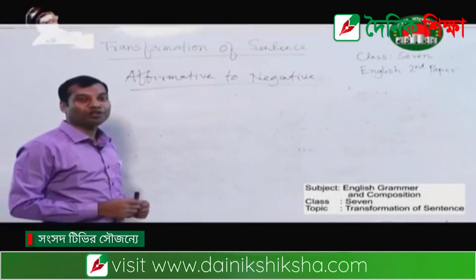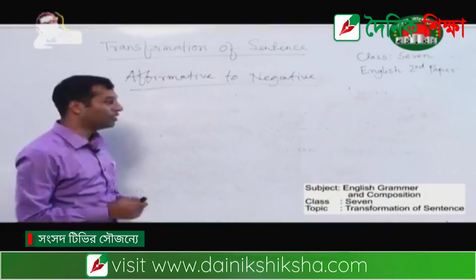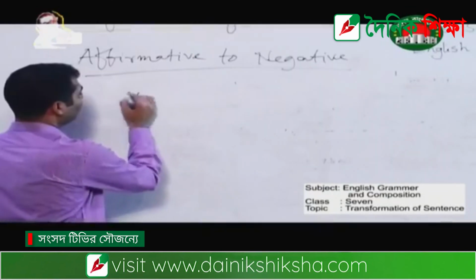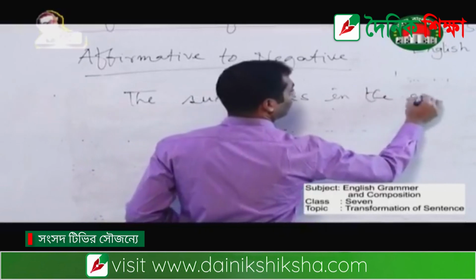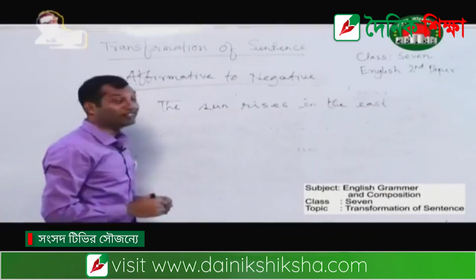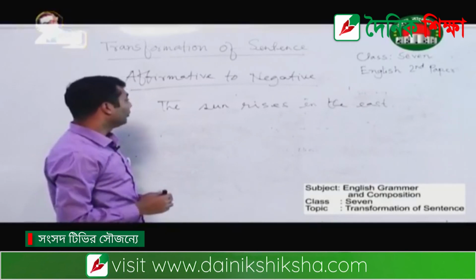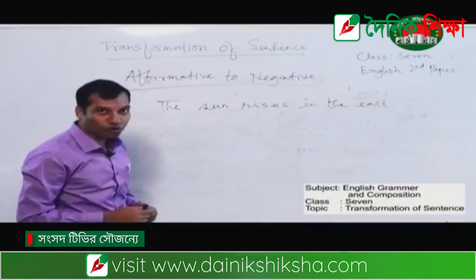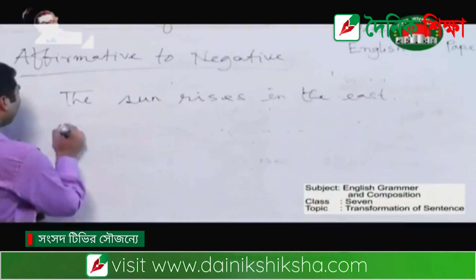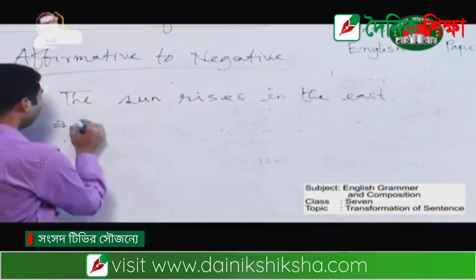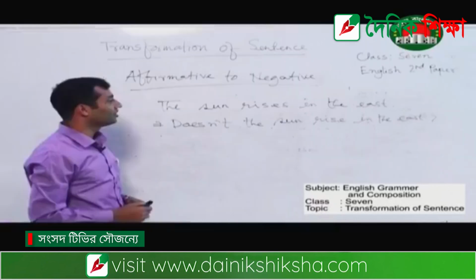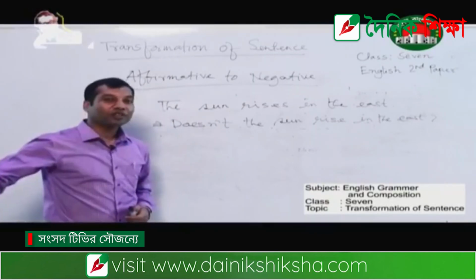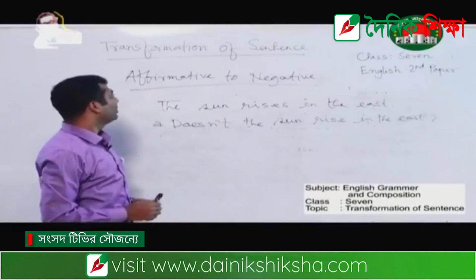Now we are going to talk about the last rule of transformation of sentence from affirmative to negative. So let me give you the example. The sun rises in the east. So this is an affirmative sentence, and this is an example of a universal truth. So if you see an example of universal truth and if you want to make it negative, you have to do it by using a negative interrogative. For example, doesn't the sun rise in the east? So this is all about from affirmative to negative.